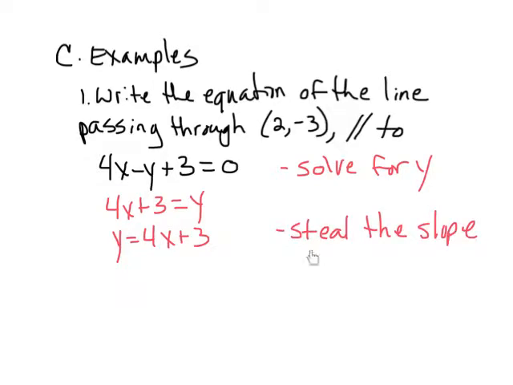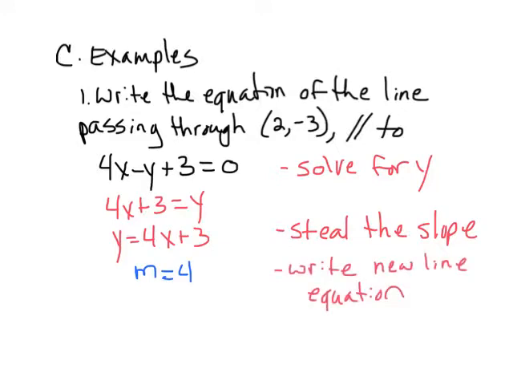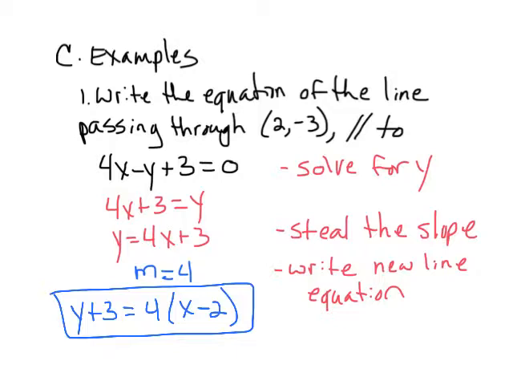Then you're going to steal the slope from that equation. So the slope is 4, which means the slope for my new equation is going to be 4. m is equal to 4. Finally, you're going to use that slope and the original point that you were given to write the new line equation. So my last step is going to be y plus 3 is equal to 4 times x minus 2. And that's it. You steal the slope, you use that point, and you write your new line equation.